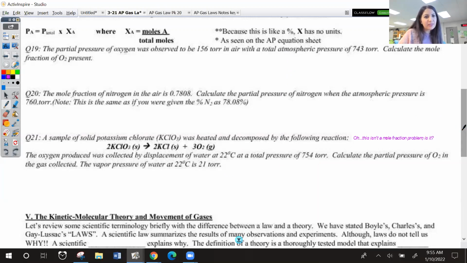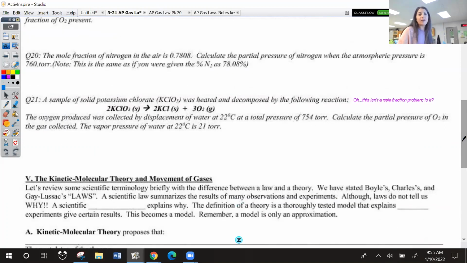A solid is heated. Oxygen was displaced by water. Calculate the partial pressure of oxygen. Let's do this one real quick. Pretty easy. You need to make sure that you remember this for the lab too. This is very important for this lab. It says the oxygen was produced at 22 degrees Celsius. So they're telling us the temperature here at a total pressure of this, calculate the partial pressure of the oxygen.